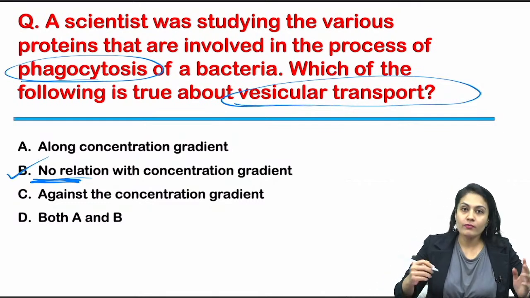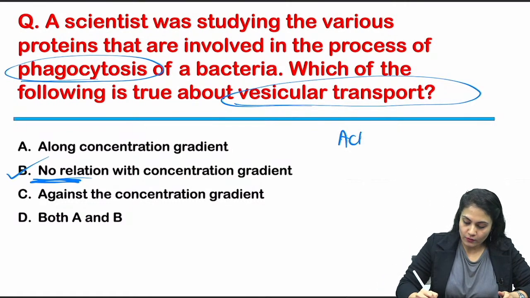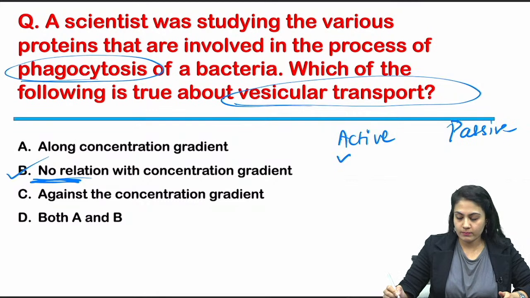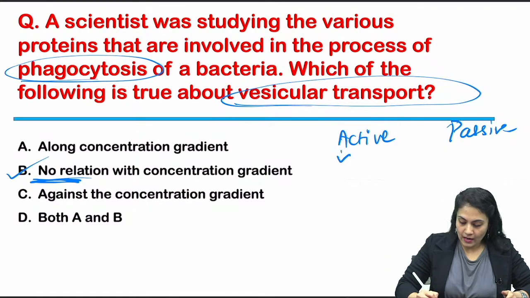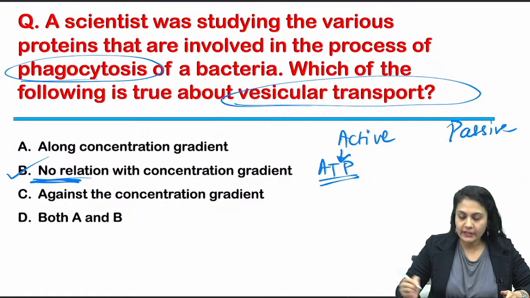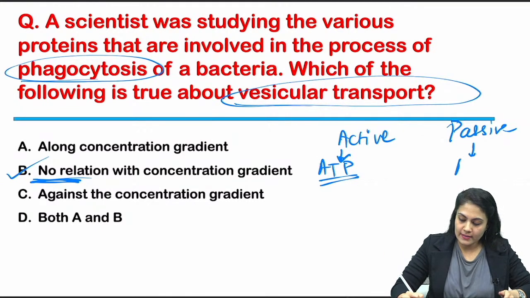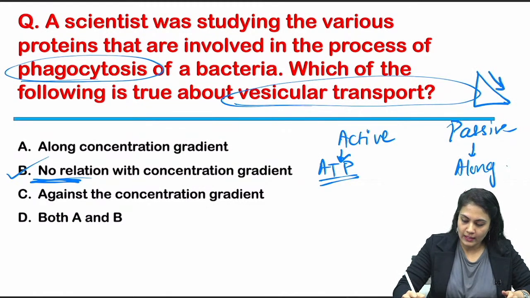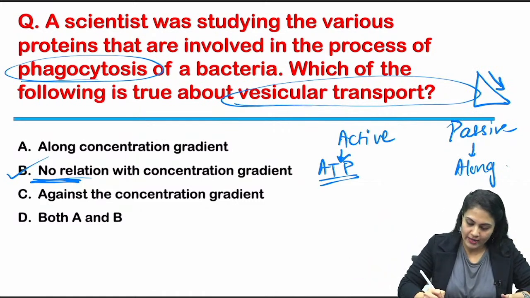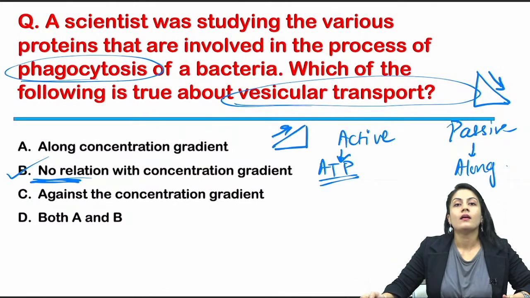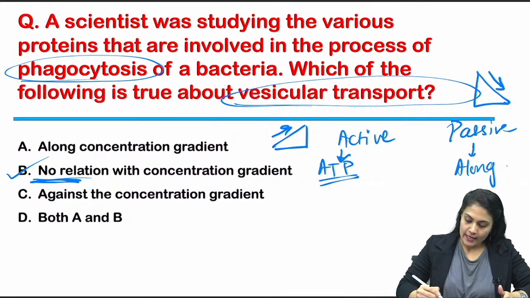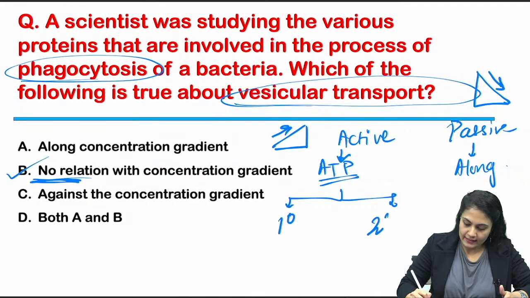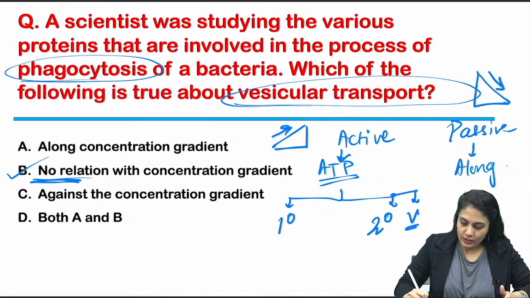Okay, so we'll do it quickly. There are two types of transport, active and passive. Active means against the gradient. That means if we are applying energy, we can go against the gradient. And passive means along the gradient. We don't require any energy, right? When we come downhill, we can come rolling also, right? But when we have to go uphill, we need a lot of energy, right? So over here, active is divided into primary active and secondary active, and then the vesicular transport.